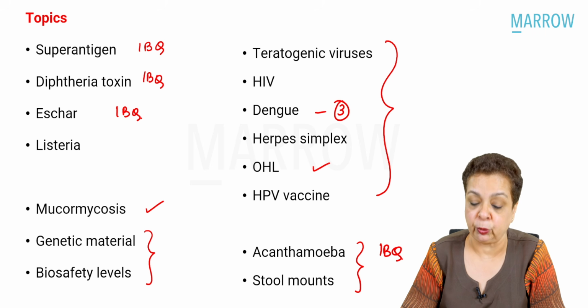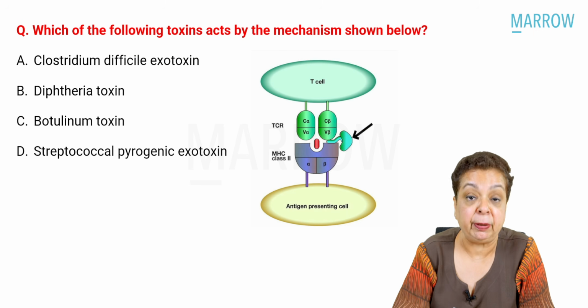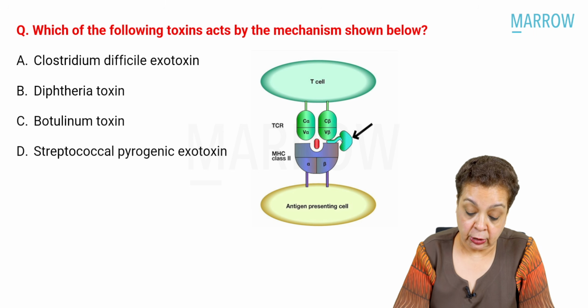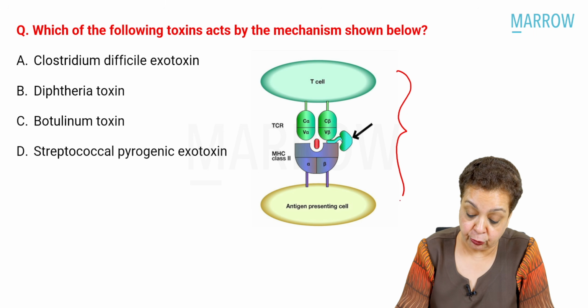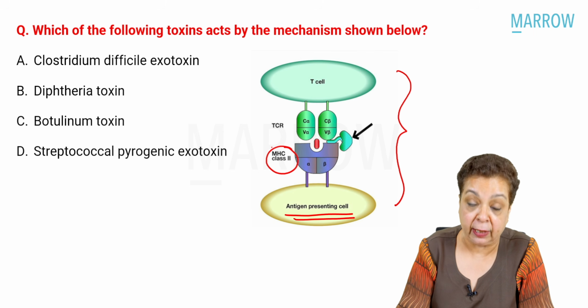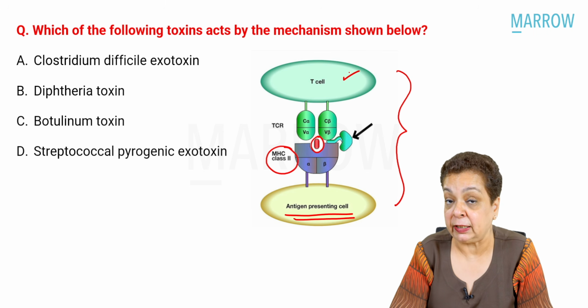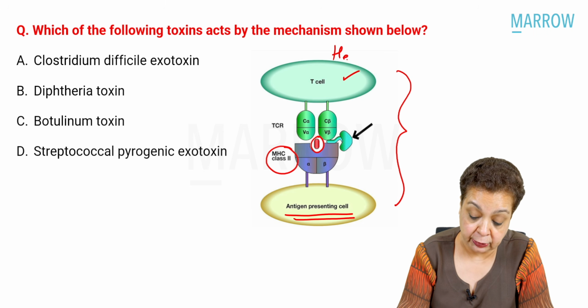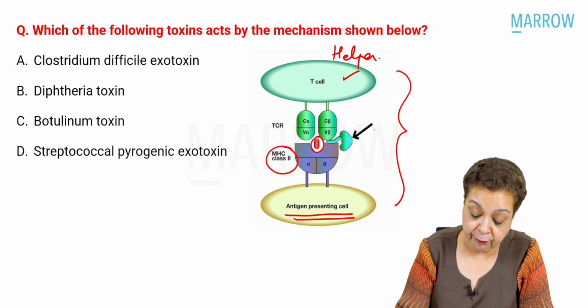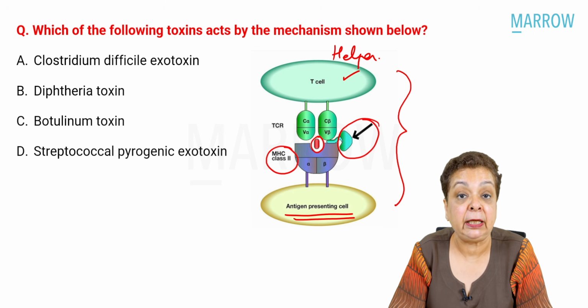Okay, so let's start out with the first question. Which of the following toxin acts by the mechanism shown below? If you see this image, you can see the antigen presenting cell is presenting a peptide in the groove of the MHC class 2 to the T cell. Since it is presenting the peptide in MHC class 2, obviously it should be a helper T cell. But what we have been asked is regarding this antigen, which is not being presented in the antigen presenting groove.